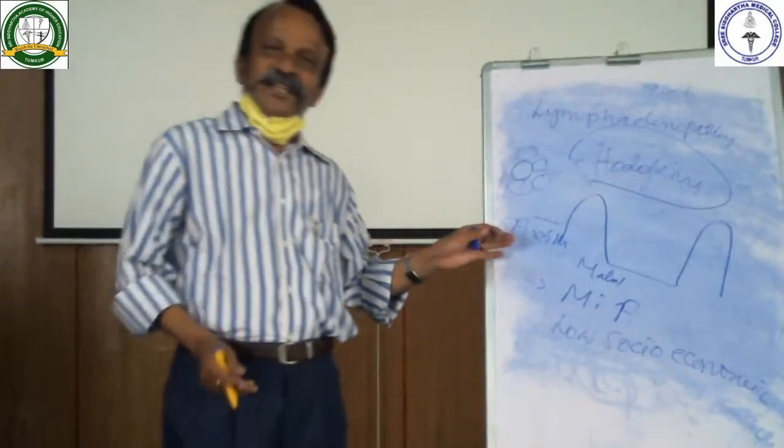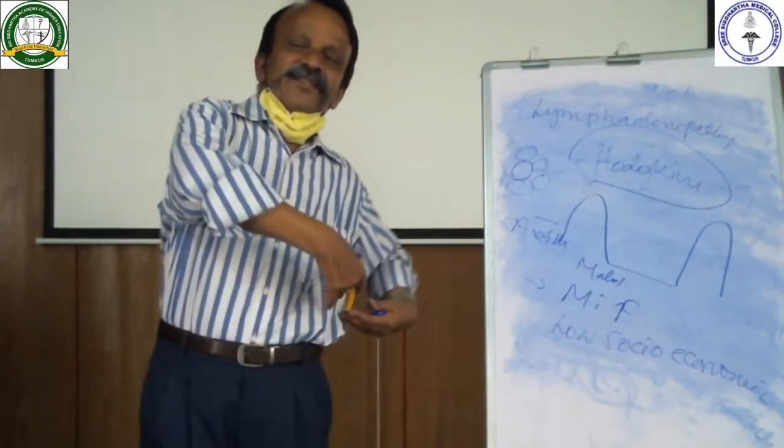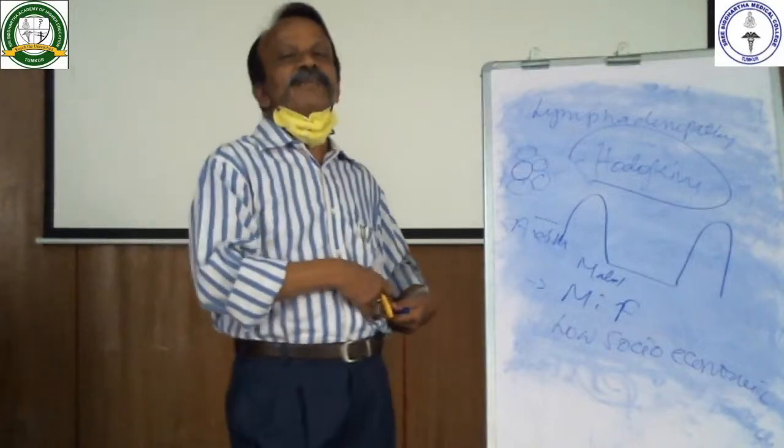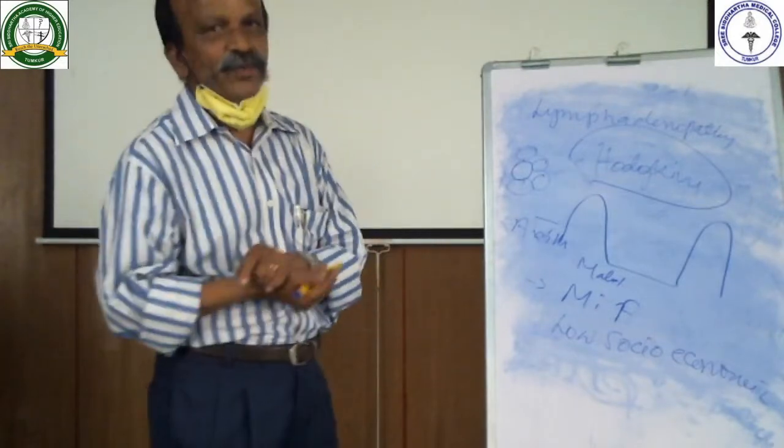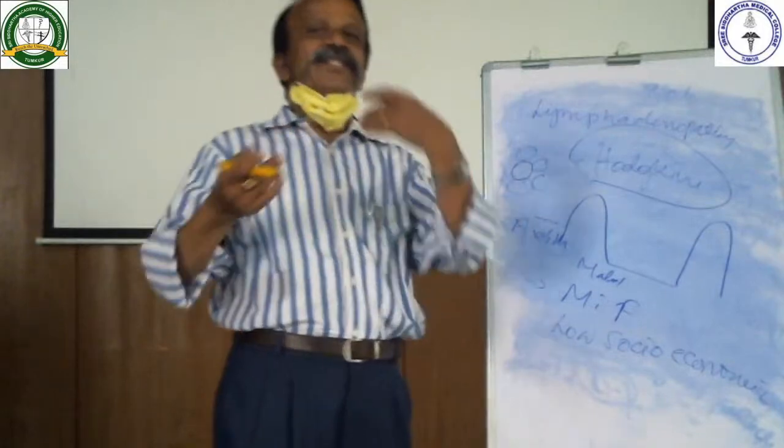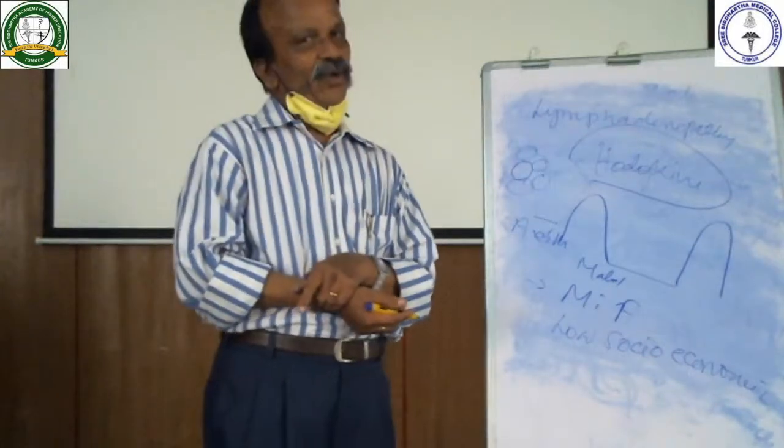Along with the lymphadenopathy, there may be involvement of the spleen also. Splenic involvement and liver involvement can also be seen. Only in the later stages there will be involvement of the bone marrow also.